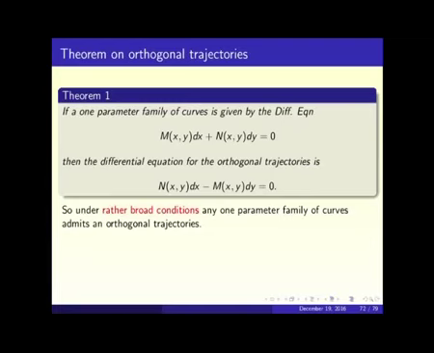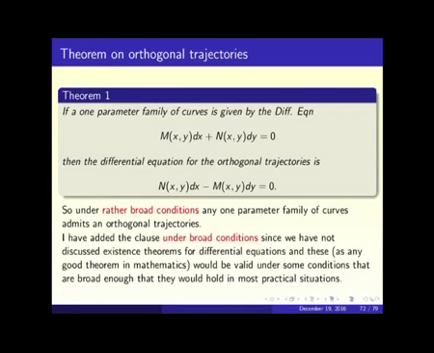If a one parameter family of curves is given by the differential equation M dx plus N dy equal to 0, then the differential equation for the orthogonal trajectories is N dx minus M dy equal to 0. So under broad conditions, any one parameter family of curves admits an orthogonal trajectory. I say broad conditions because we have not really discussed existence theorems for differential equations and we are not going to. These existence theorems will be valid under suitable conditions. But in practical situations, these conditions will always be satisfied.